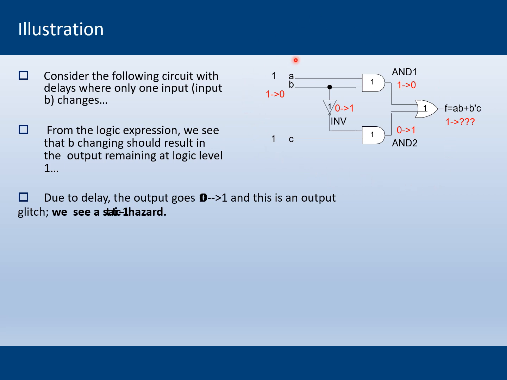Hope you can understand this circuit. What happens in this circuit? It's simply a combination of AND and OR circuit. So the sequence is the input B changes from 1 to 0. What happens when it is changing from 1 to 0?